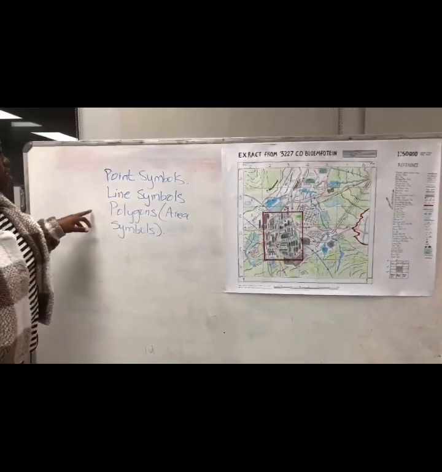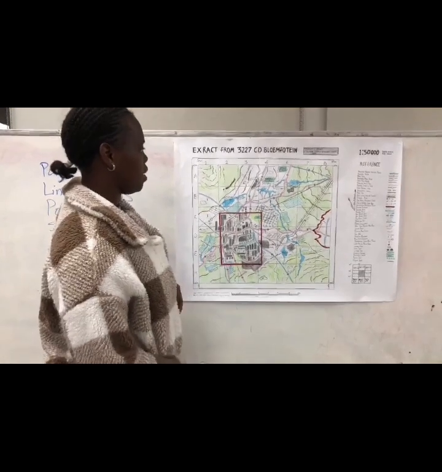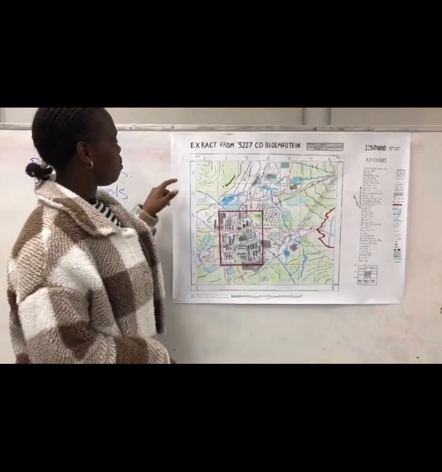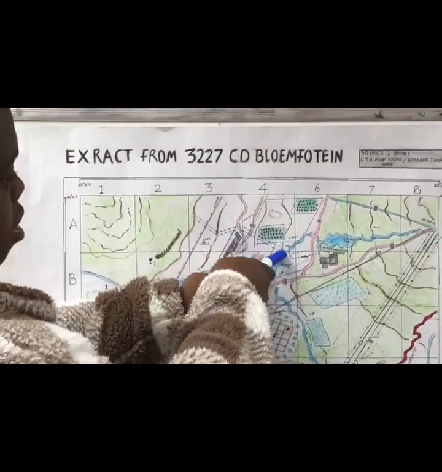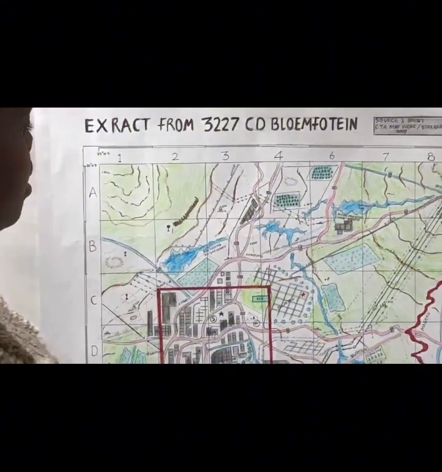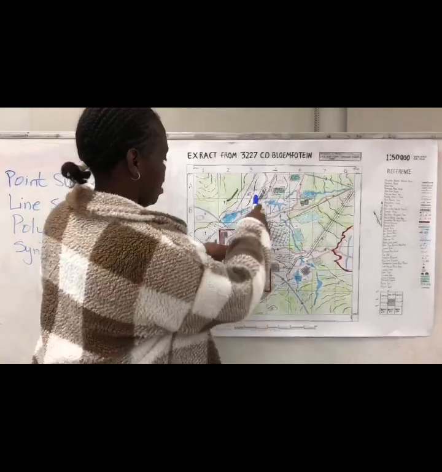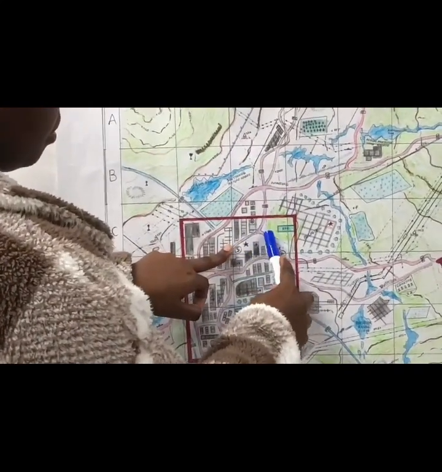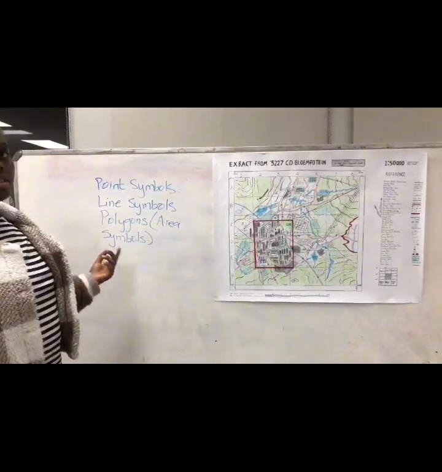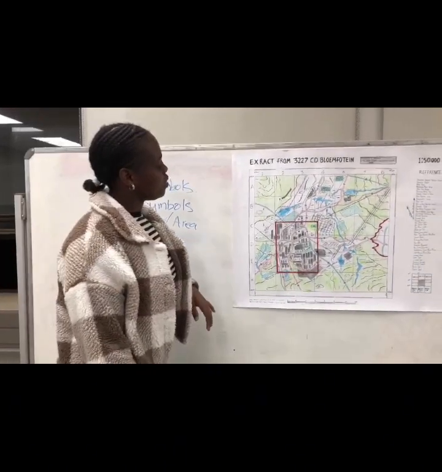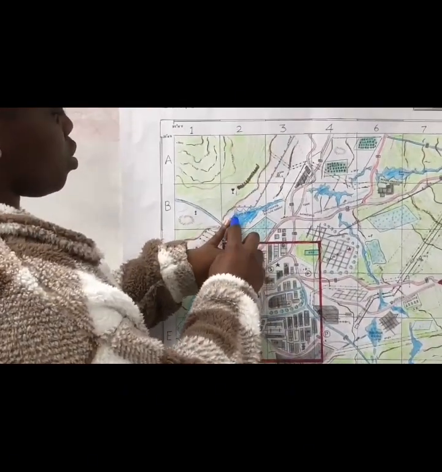Let's look for line symbols. Line symbols can be roads, power lines, and etc. Let's go look for power lines. Power lines are found on block A4. Here's an example of a line symbol. And roads are found on block C3. Here's an example of a line symbol. Lastly, we're going to look for polygons, which are area symbols. Area symbols are dams. So on the map, a dam is found on block B2, which is Soot Dam.